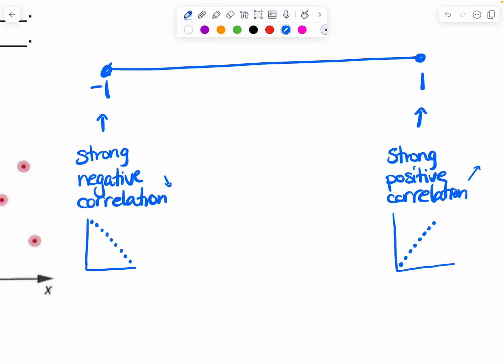So those are the two extremes. It's perfectly negative or it's perfectly positive. Strong negative, strong positive. In the middle, we have 0. 0 means no correlation. No correlation means there is no trend in the data. You just have points all over the place.